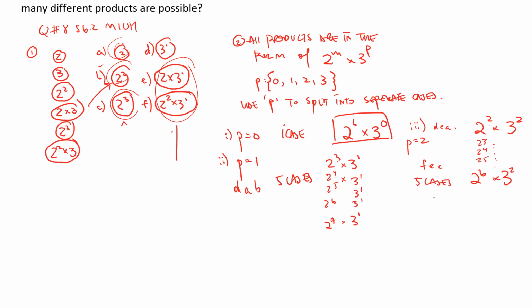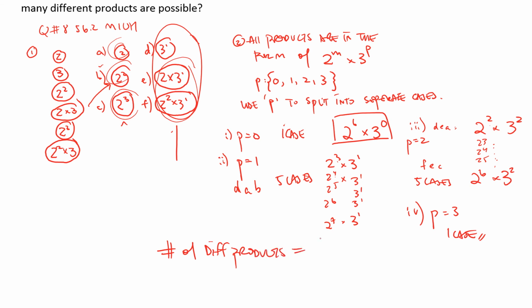And the last one is where I want p to be equal to 3. That means I must take all 3 of these. So there's only one case. So altogether, the number of different products will be equal to 1 plus 5 plus 5 plus 1. That gives you 12 cases. Okay, that's it.